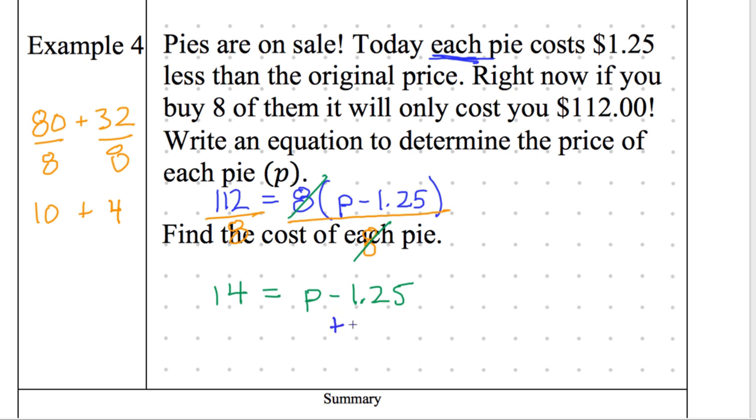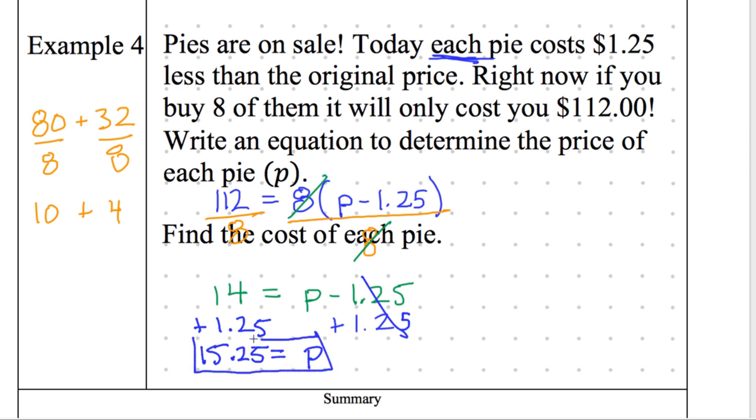Plus 1.25 on both sides. 14.00 plus 1.25. And we got, Fernando, what was the left-hand side equal to? 15.25. Box your final answer. Yep, so that was the original price of each pie. It was $15.25. There it is.